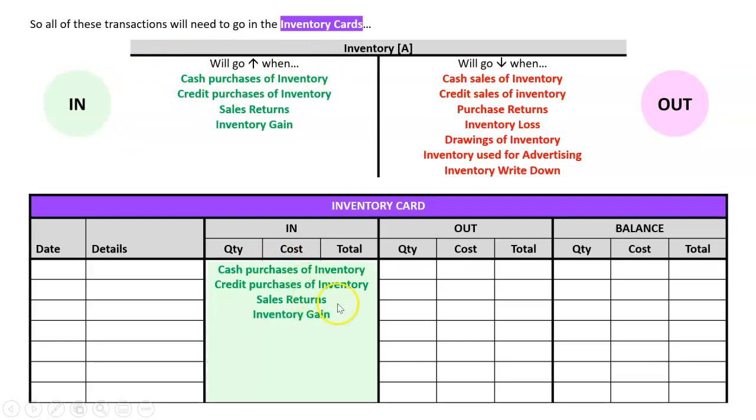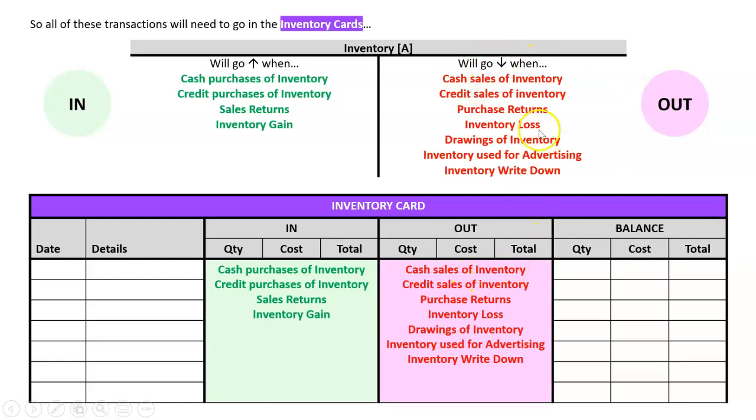We'll put them there. So the in column should have cash purchases of inventory, credit purchases of inventory, sales returns, and inventory gain. And then the out side, that will be the credits here, and they will all go in the out column. So we want to look in the out column for the sales of inventory, both cash and credit, purchase returns, inventory loss, drawings of inventory, inventory used for advertising, and inventory write-down. So that's the link between the two things. We've got the ledger. Ledger, it's a debit, is the increase side, so that's the in side. So the debit side matches the ins, and the credit side, that makes inventory go down, so that's going to be in the out column there.